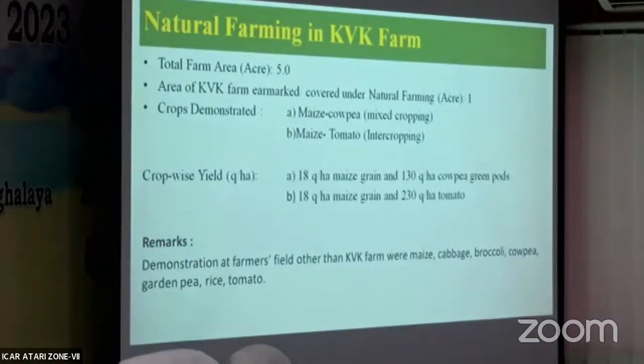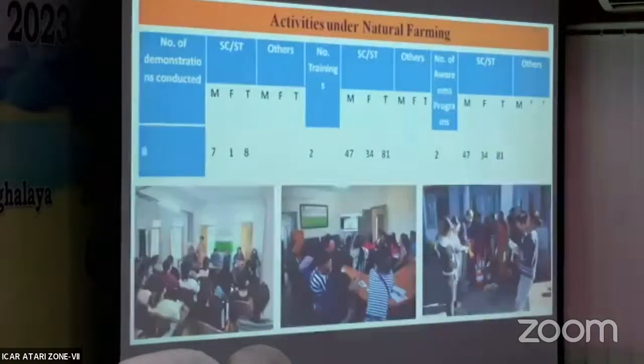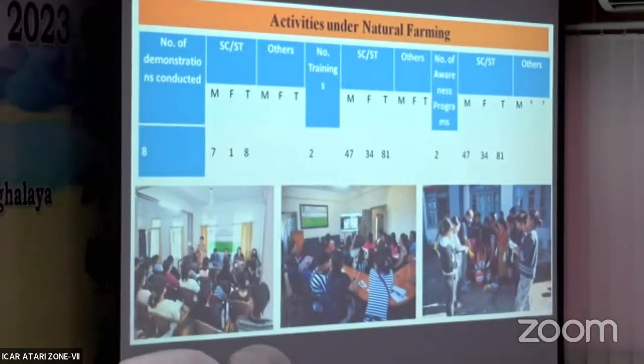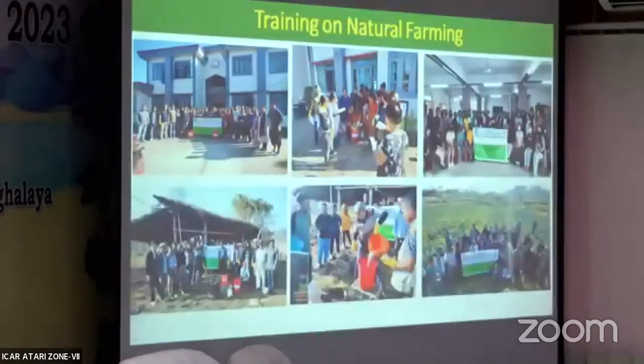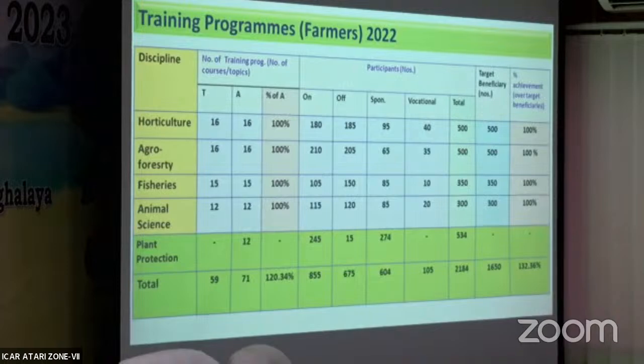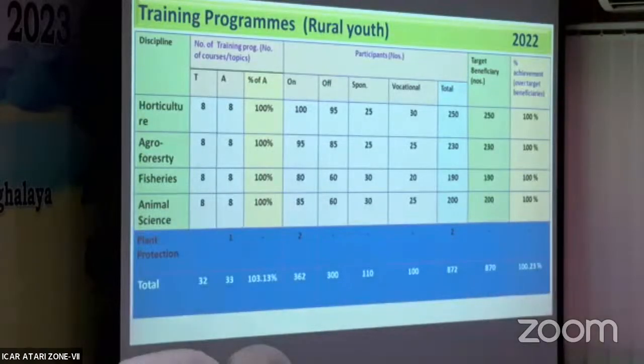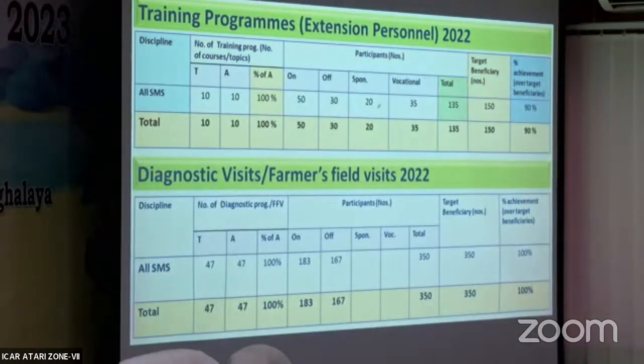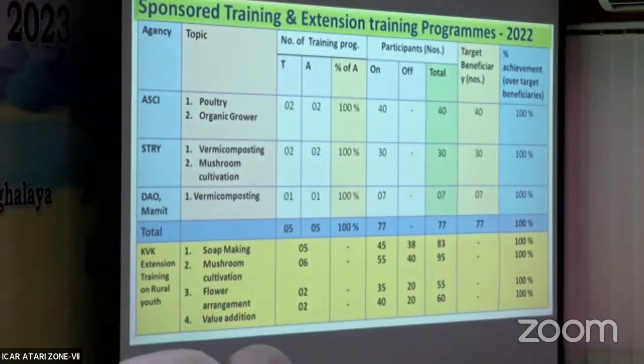This is the natural farming, KVK farm. We have 5 hectares, out of which 1 hectare is utilized for natural farming. These are the activities of the natural farming. Trainings conducted for those. We have conducted trainings to the farmers, extension personnel and diagnostic visits. And this is also training and extension programs.